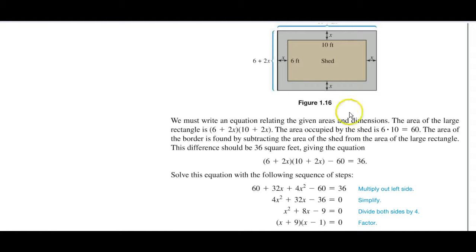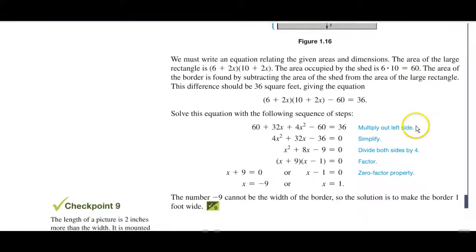Okay, this is a little different than the one I did, but it's done in a similar pattern. So we FOIL this, get this, integrate the negative 60, get that, transpose this, and we now have a quadratic equation in standard form. Now to make it easier, we're going to divide everything by 4. We get this, and then this factors nicely.